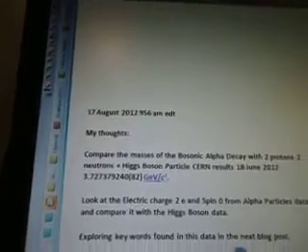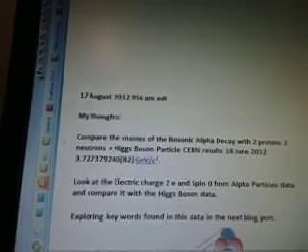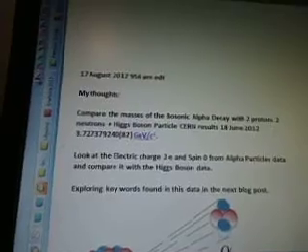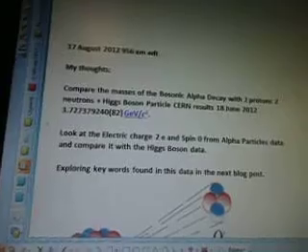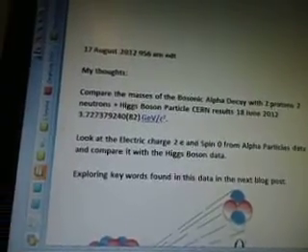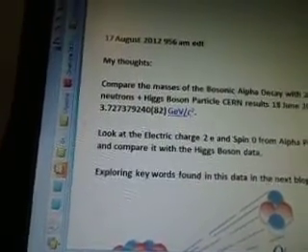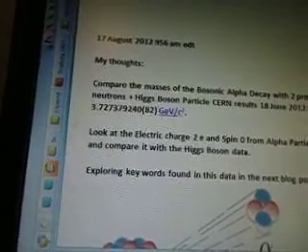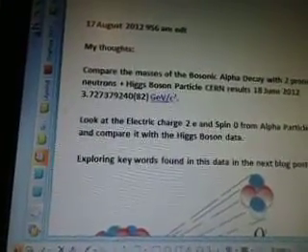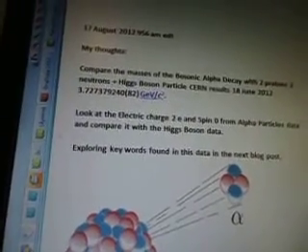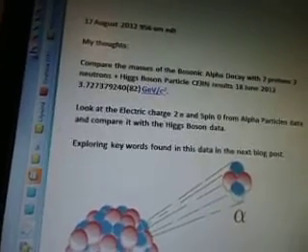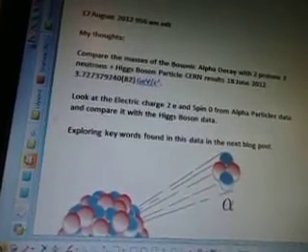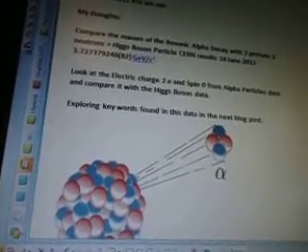So August 17, 2012, my thoughts. Compare the masses of the Bosonic Alpha Decay with 2 protons, 2 neutrons, plus the Higgs Boson Particle CERN results from the 18th of June 2012. The mass you want to look at is 3.72737924082 GeV c squared. Look at the electric charge 2e and spin 0 from alpha particles data and compare it with the Higgs boson data. We're going to explore the keywords found in this data in this next blog post, which is this blog post, sorry. I copy and pasted from the last video.